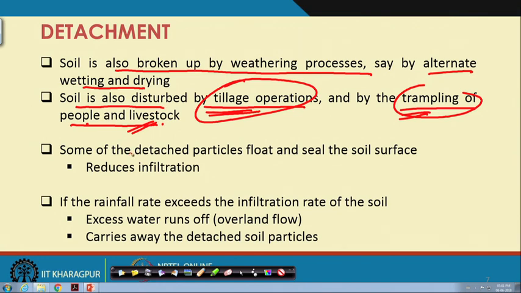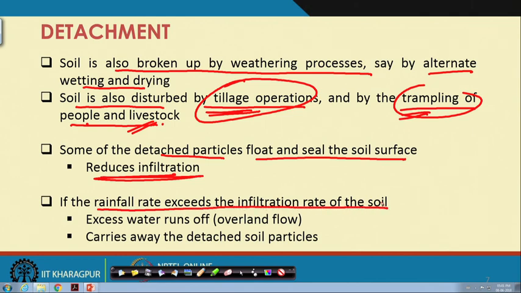And of course, during this detachment process, as we have already discussed, some of the detached particles will seal the soil surface and reduce the infiltration, and once the rainfall intensity exceeds the infiltration rate of the soil, excess water will run off in the form of overland flow, and obviously this water will carry away the detached soil particles. That is what happens in the case of sheet erosion.